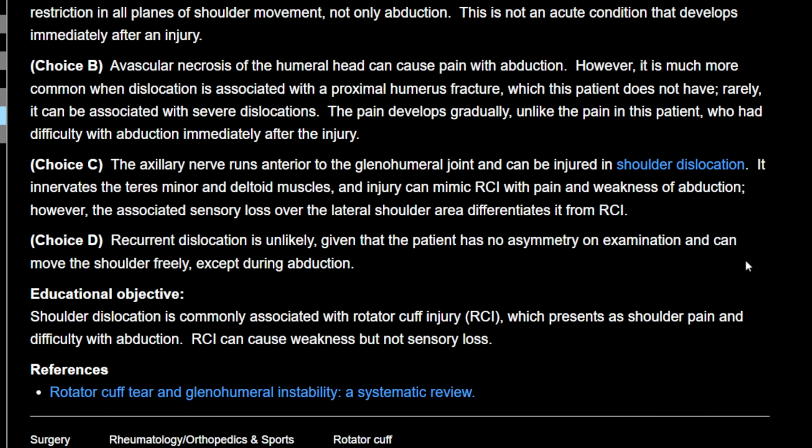Just remember, for educational objectives, shoulder dislocation is commonly associated with rotator cuff injury, which presents as shoulder pain and difficulty with abduction.